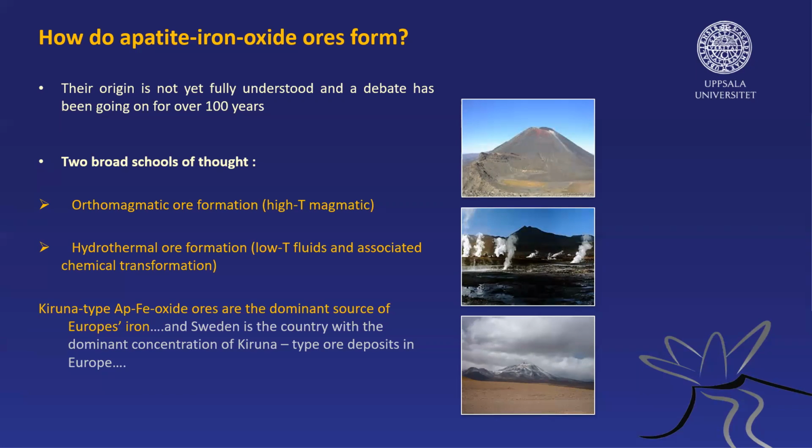The Kiruna type is the dominant source of iron in Europe, and Sweden is the country with the dominant concentration of Kiruna type ore deposits in Europe. So that's good for the Swedish economy, I guess.